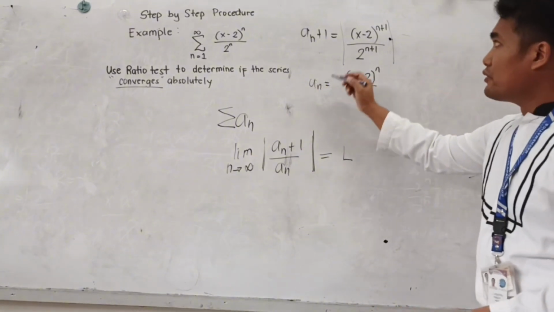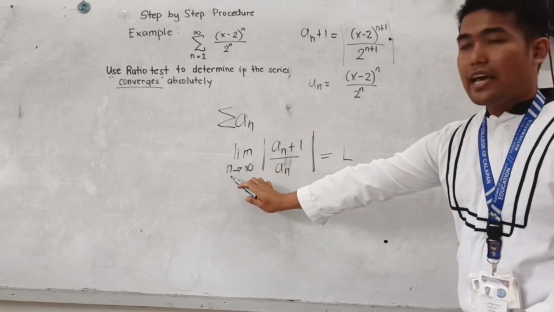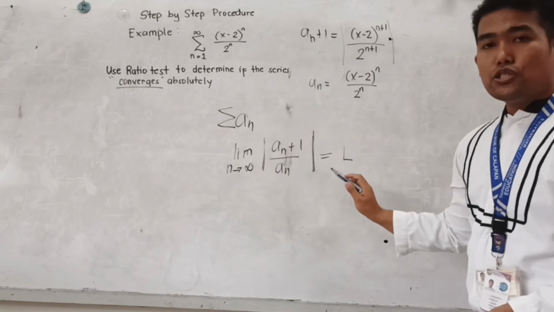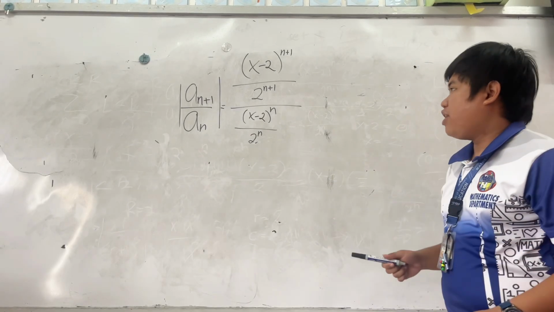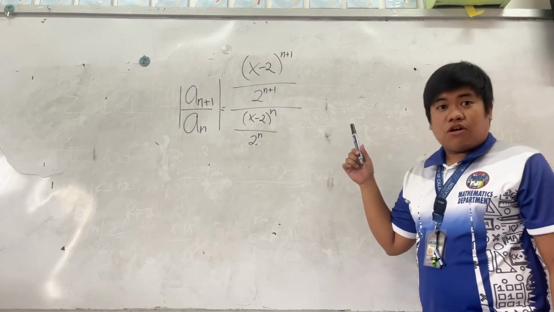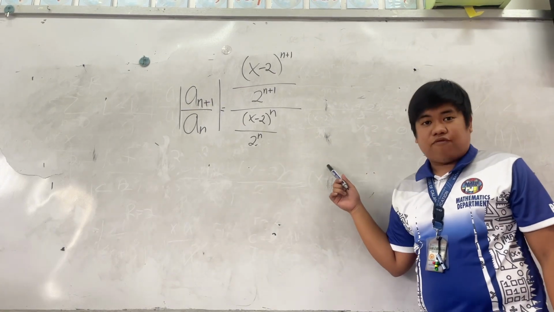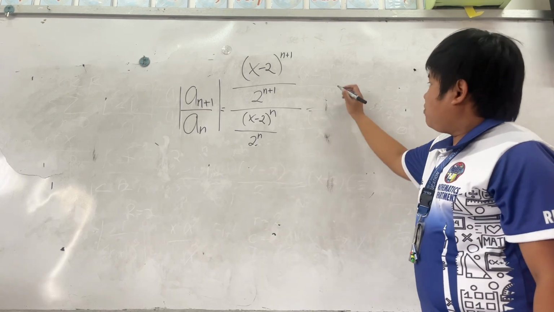Since we already have the values for a sub n plus 1 and a sub n, we can now proceed to the limit as n approaches infinity to find the ratio and absolute value of these terms. Now we are going to compute the ratio of this specific expression. First of all, we're going to find the reciprocal of the denominator. So let me write this.